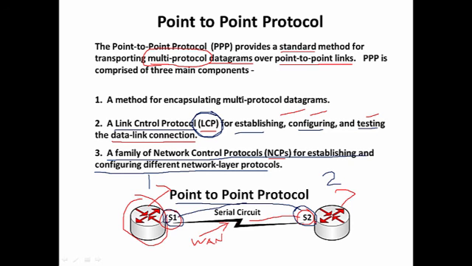So once the link control protocol has established, configured, and tested the data link connection, then the NCPs, the network control protocols, can flavor this point-to-point protocol itself in order to make sure that the specific requirements of the link are met. And again, it's doing that through the LCP. And so there you have a brief overview of an oldie but goodie, the point-to-point protocol.